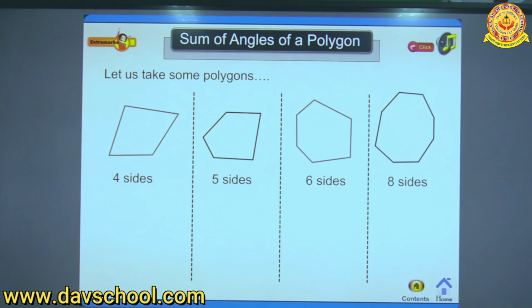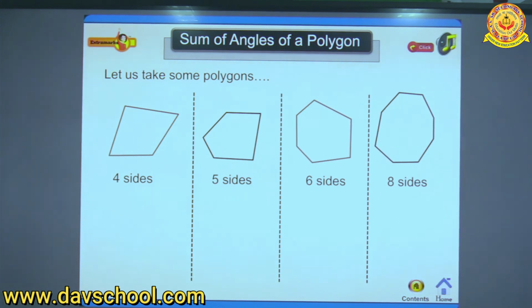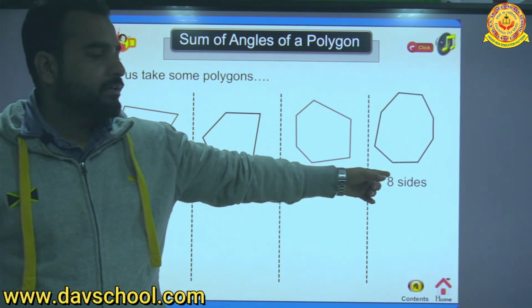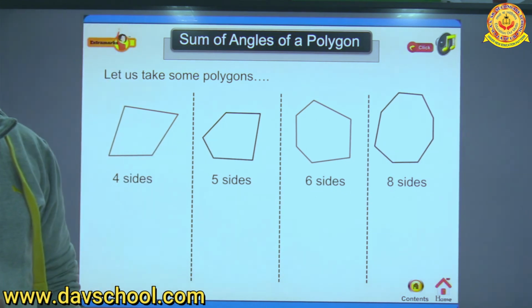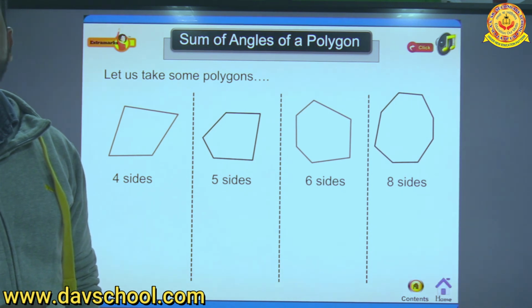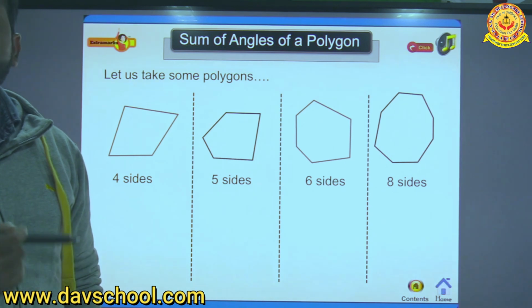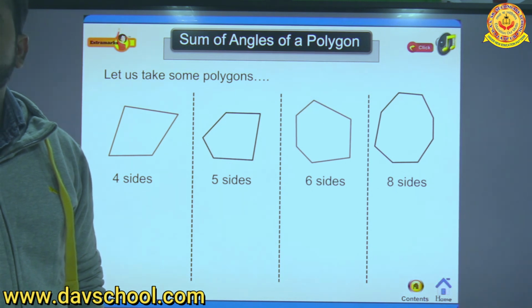Now let us observe these polygons: 4-sided, 5-sided, 6-sided and 8-sided. Can you give any name? Yes, you stand up. What is the name of this figure? 8 sides, closed figure. It is octagon. Octagon, very good. Why is it octagon? Because 8 means octa. You have to just remember the name by this digit only. Octa means 8. Regular octagon.